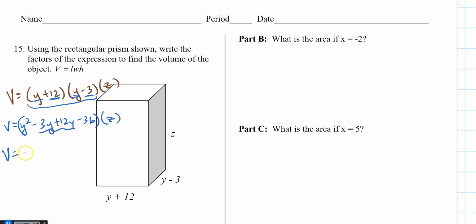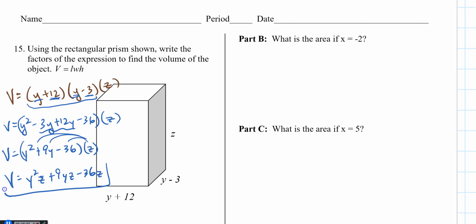So V, the volume, is equal to y squared plus 9y minus 36 times z, and then we can distribute that z inside. So V equals y squared z plus 9yz minus 36z, and that's my volume of that rectangular prism.